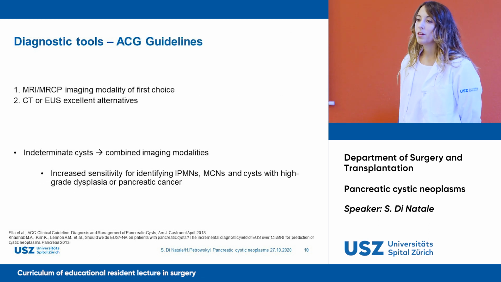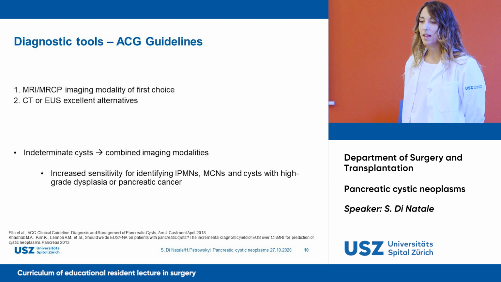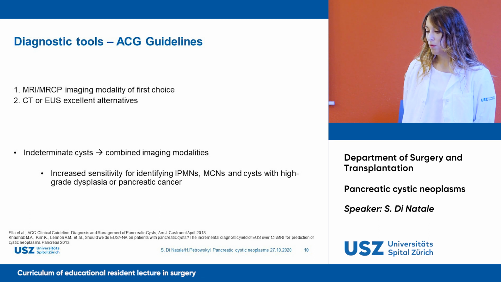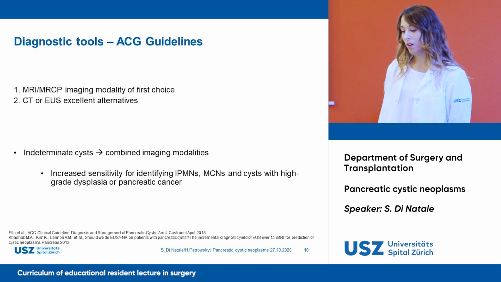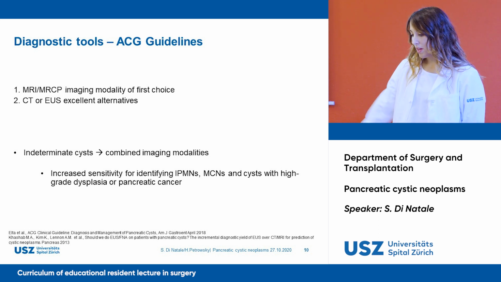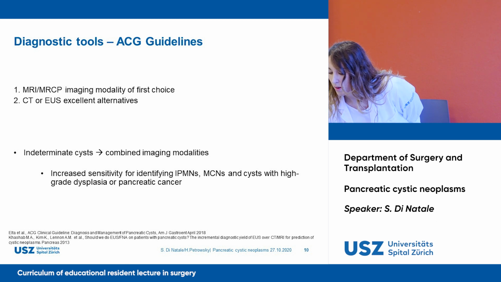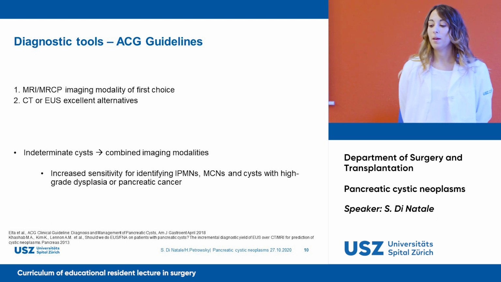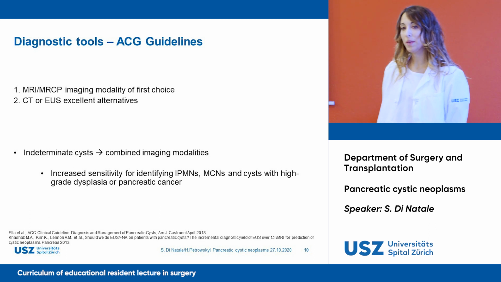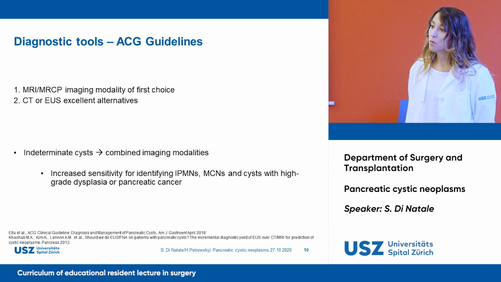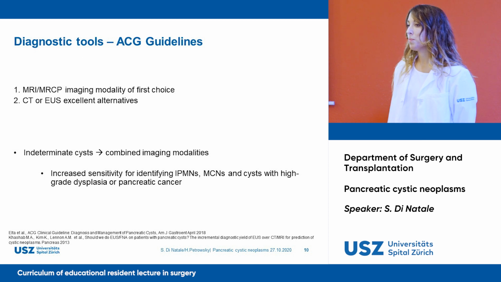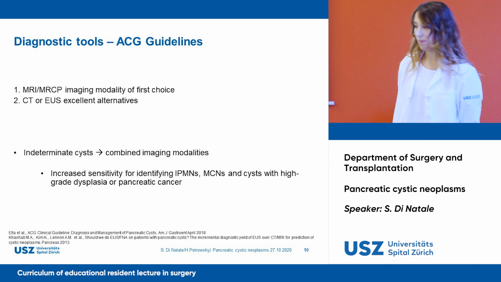Now, according to the American College of Gastroenterology guidelines, the MRI and MRCP are the imaging modalities of first choice, with CT and endoscopic ultrasonography being excellent alternatives in patients who are unable to undergo an MRI. A multicenter prospective observational study found an increased sensitivity for identifying IPMNs and MCNs, as well as cysts with high-grade dysplasia and invasive cancer when MRI was combined with endoscopic ultrasonography.